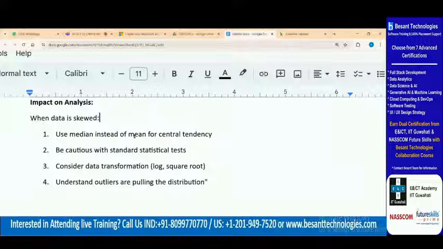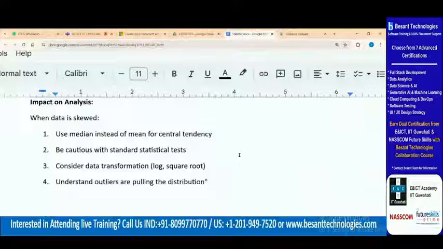If you are going to apply central tendency values, use median instead of mean for the central tendency. Be cautious with standard statistical tests while handling skewed data, and consider transformation of your data. If your data is more skewed, you can convert the data to log values, or you can just take a square root.